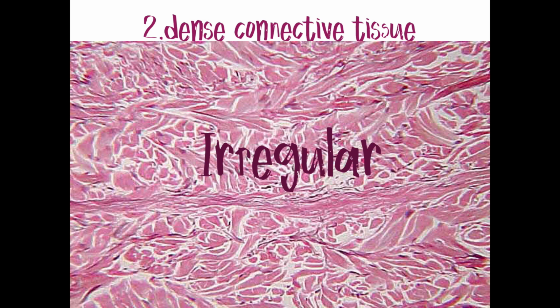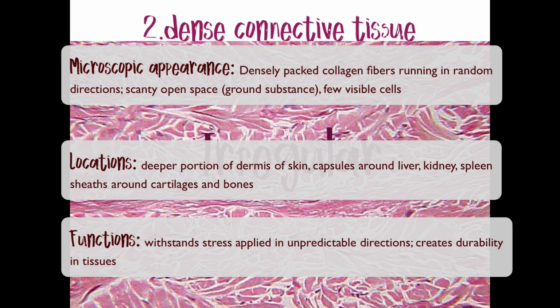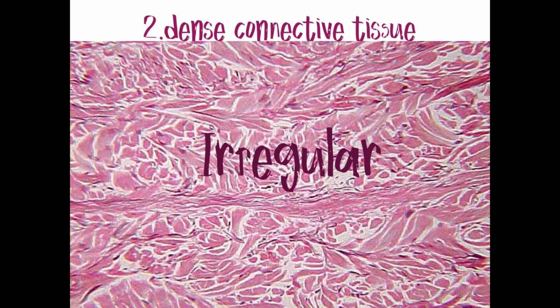It is densely packed collagenous fibers, but you'll notice that they're running in random directions, and there's also not as much ground substance as in loose connective tissue. There's just a little bit more, so you can have a little bit more vascularity going through there. And there's a few visible cells. You'll find this in the deeper portion of the dermis, or the skin. It capsules around things like your liver, your kidney, your spleen, and even bone. So this has very much a protective function to it. It withstands a lot of stress, and it can withstand stress in unpredictable directions. So this is irregular dense connective tissue.